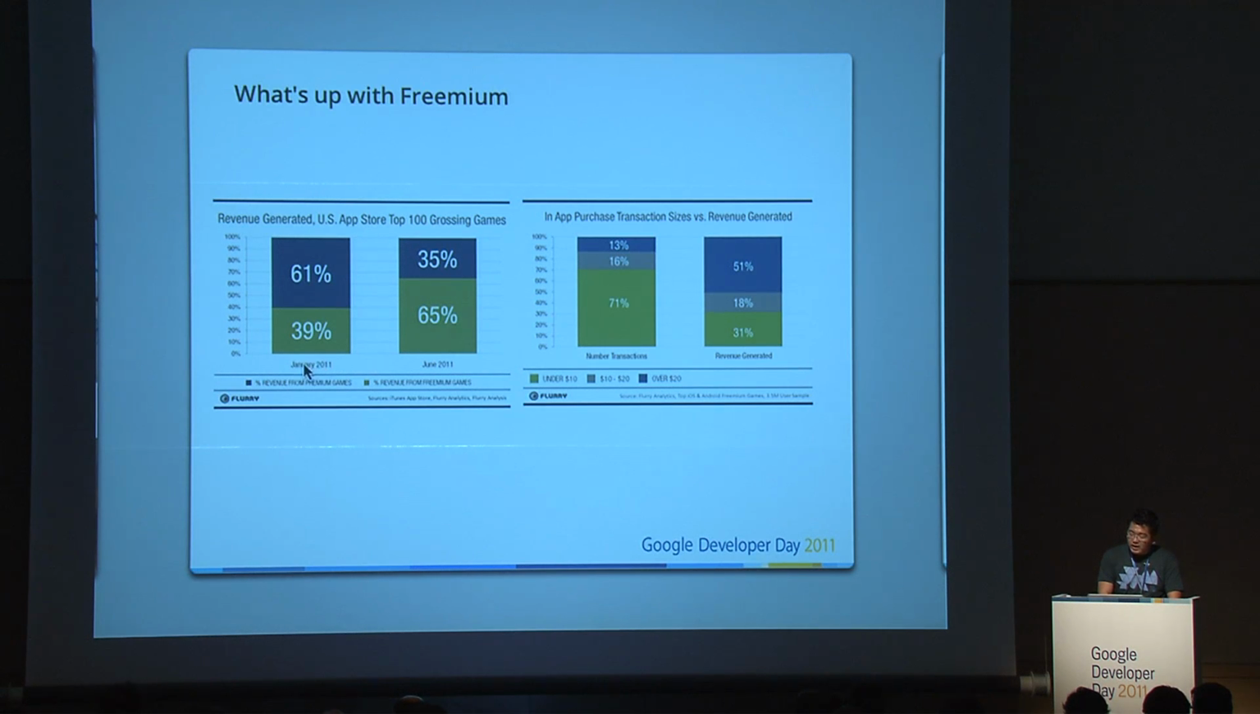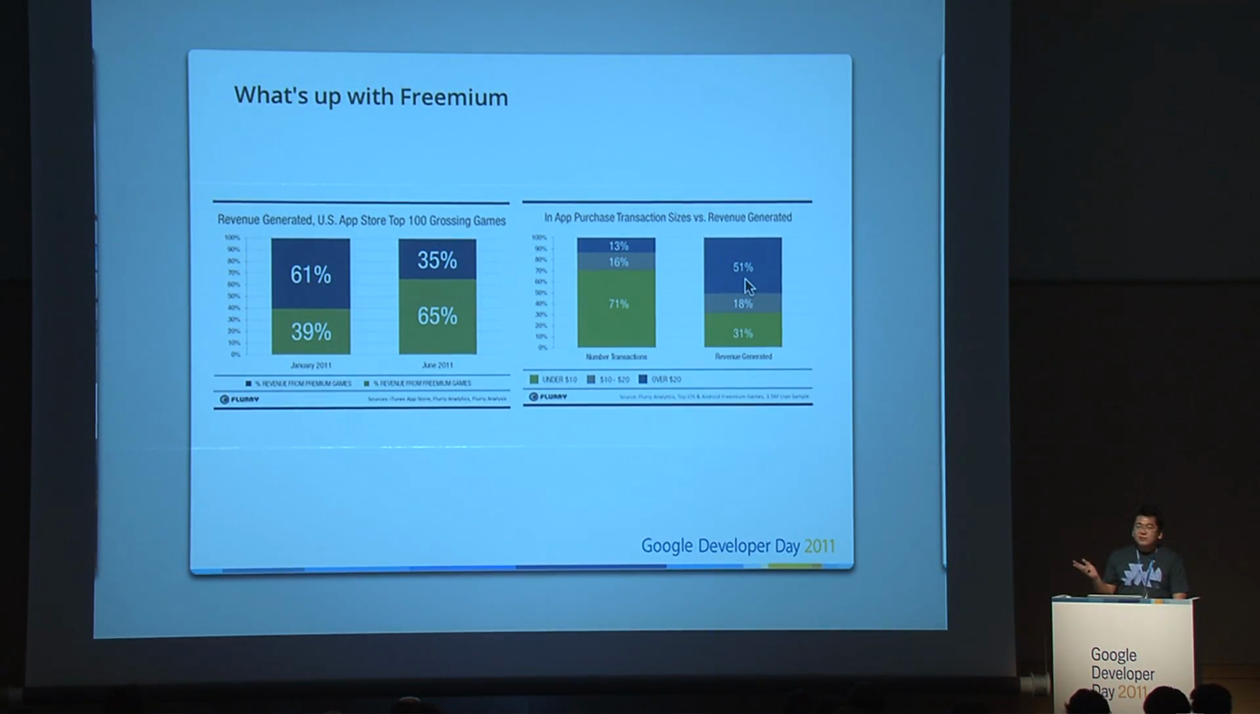And this is a change from January of 2001 to June of 2001. So within 6 months, there was a huge change within how games are monetized. The second graph shows the transaction sizes versus the revenue generated for those transactions. The green section shows orders which are under $10, and the blue section shows orders which are over $20. So here we see the number of transactions, that 71% of transactions are under $10. And here we see the revenue generated by the transactions, and it shows that 51% of the revenue generated is from transactions of over $20.